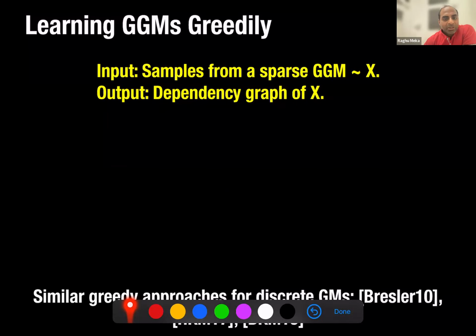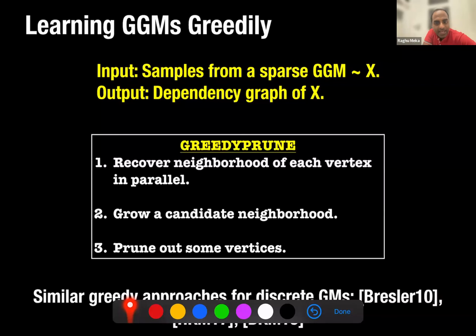All right, so how can we learn Gaussian graphical models? Recall our problem setup. We are given samples from a sparse GGM X, and we want to learn the dependency graph of the distribution X. And the algorithm, just as we did for sparsitron, recovers the neighborhood of each vertex in parallel. You fix a vertex, try to learn the neighbors of that vertex, and then do this in parallel for all of the other vertices.